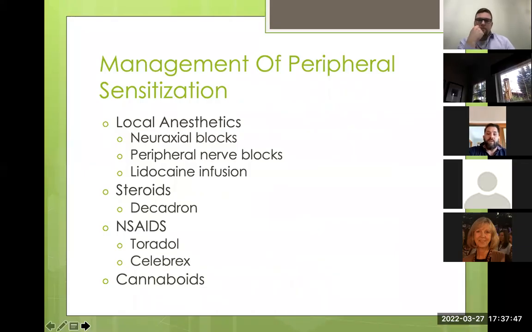So ways to decrease peripheral sensitization is using local anesthetics. So you can do a neuraxial block, you know, spinal, an epidural. You can do different types of peripheral nerve blocks, your extremity blocks, your truncal blocks. We do a lot of interfascial plane blocks, quadratus lumborum blocks, TAP blocks, erector spinae blocks, things like that. If you can't do any blocks, using a lidocaine infusion is very helpful.